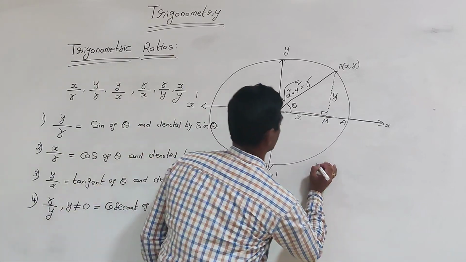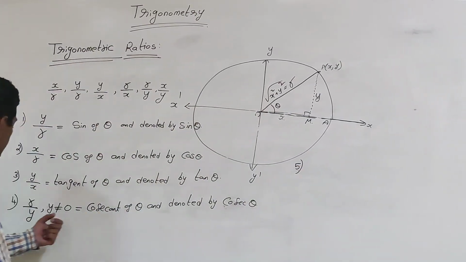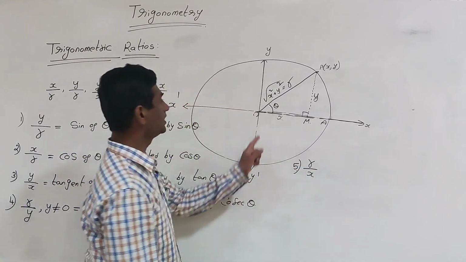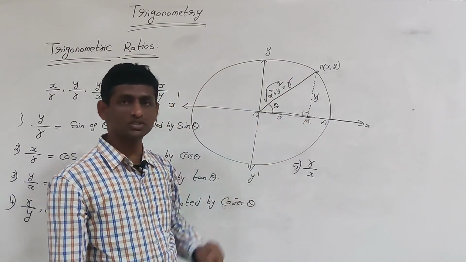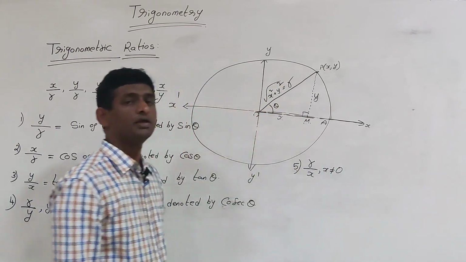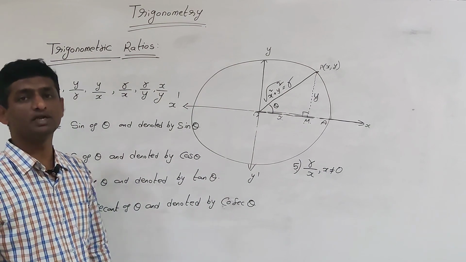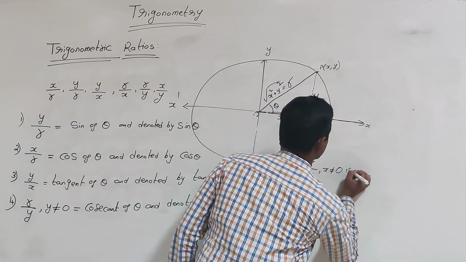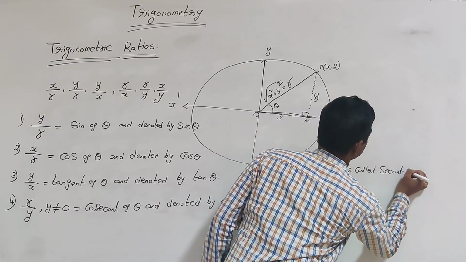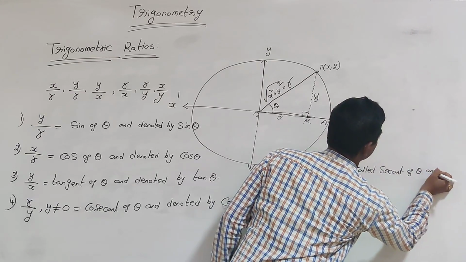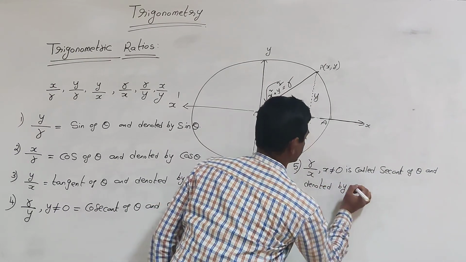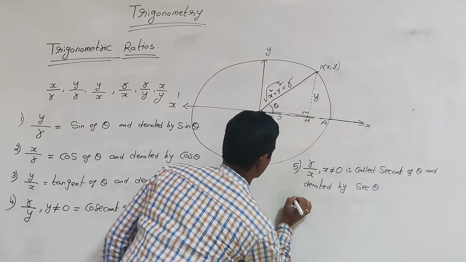Next, fifth one, the ratio r by x, where r indicates the hypotenuse and x is the adjacent side of theta. Here x is not equal to 0. Again, if x is equal to 0, it will not be defined. It is called secant of theta and denoted by sec theta.